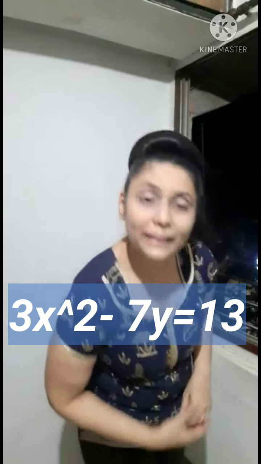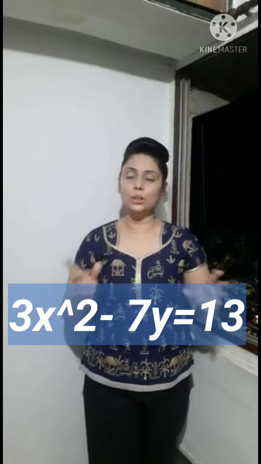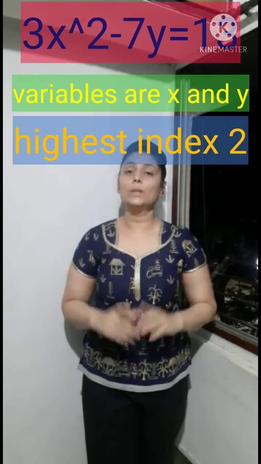Now moving to question number 2. What is question number 2? 3x square minus 7y equals 13. Now rule number 1: x and y, yes, two variables are there. But what is the highest index? 2. What is above x? 2, which is not allowed in a linear equation. So the above is not a linear equation because the index is 2.